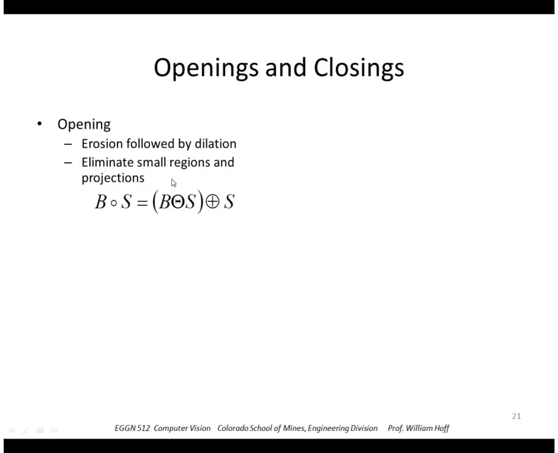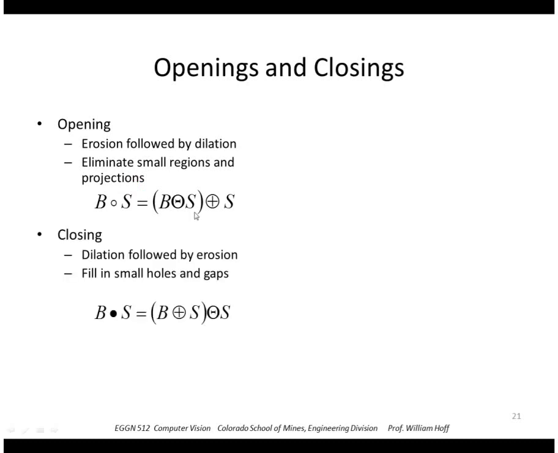A closing operation is a dilation followed by an erosion. So we first expand B by S, and then we shrink it by S. And this fills in small holes and gaps. And in MATLAB, this is imopen and imclose.